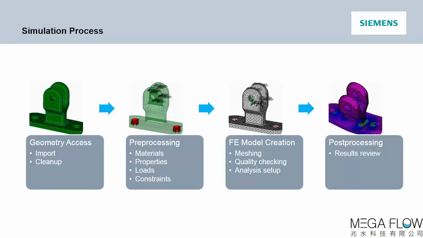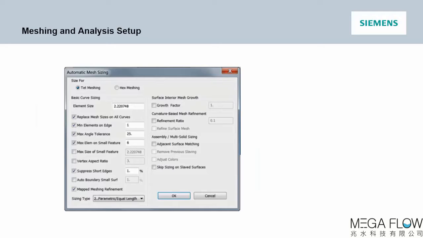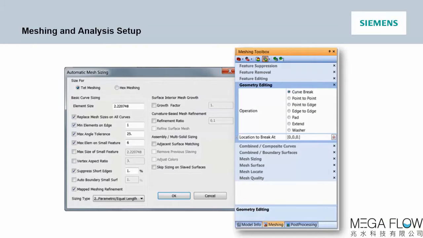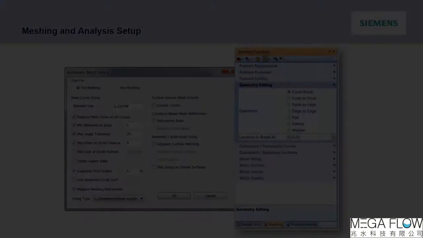Femap has robust tools for mesh sizing and meshing. In addition to manually creating nodes and elements, you can extrude, revolve, and sweep meshes, and you have full control over mesh sizing for geometry meshing. Femap's meshing toolbox has powerful tools for editing geometry and meshes. In this example, we'll simply create a tet mesh on the arm.